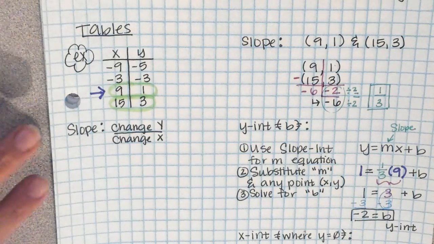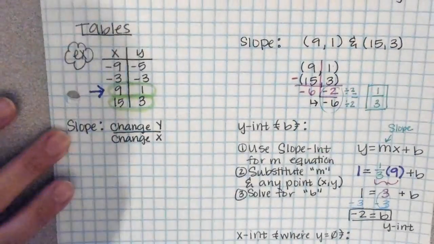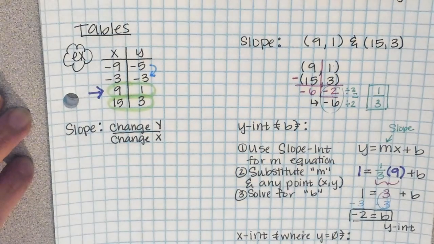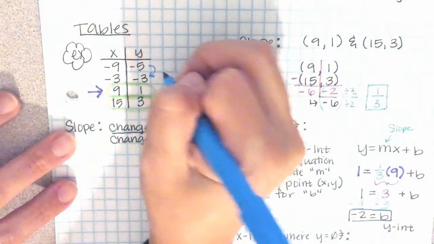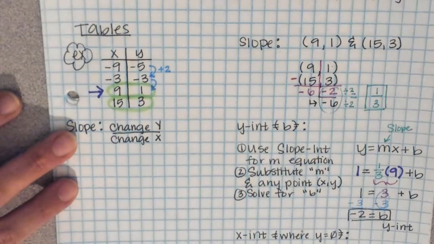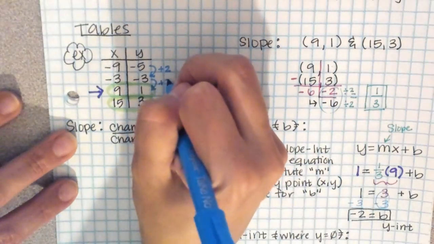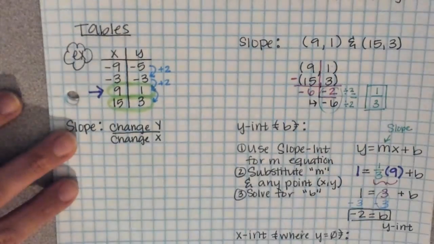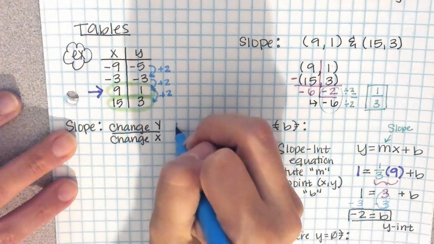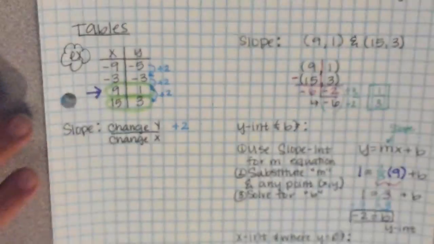All right, so let's start by looking at my y's and how they change. From -5 to get to -3, what's the change? Okay, is it increasing by 2 or decreasing by 2? Increasing by 2. Let's make sure that's the pattern that continues. -3 to get to 1. 1 to get to 3. All right, so my change in y is increased by 2.